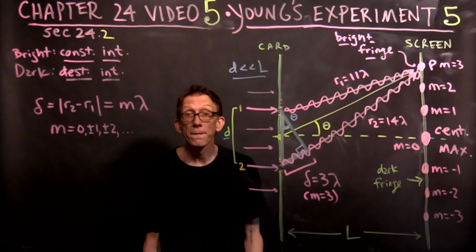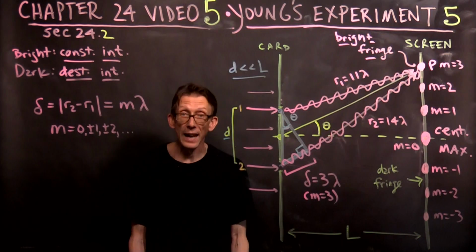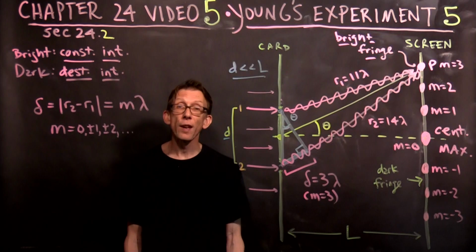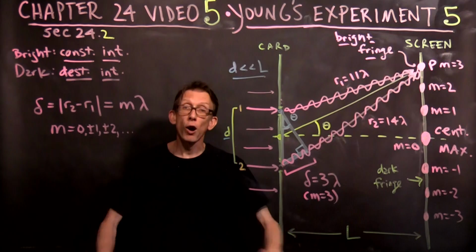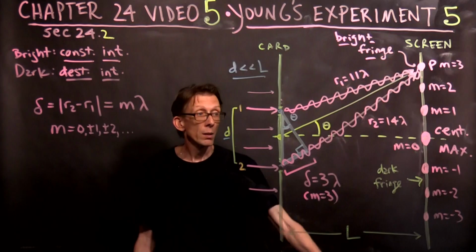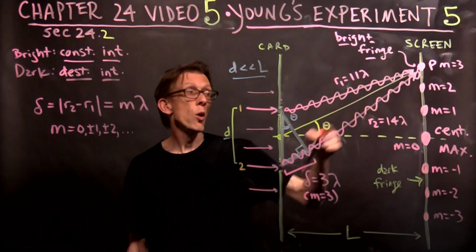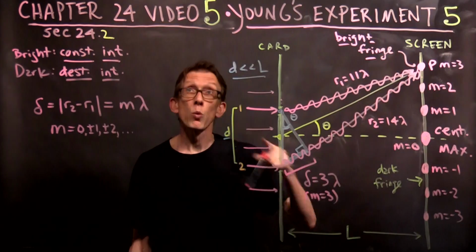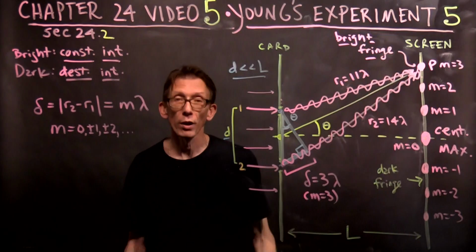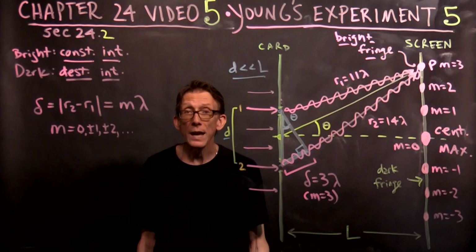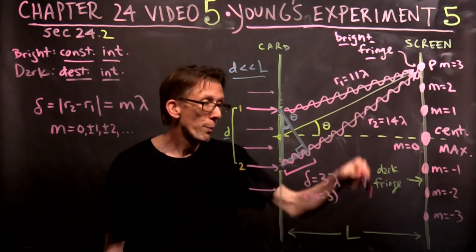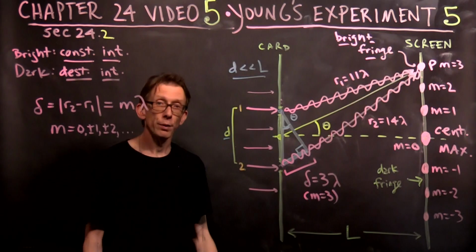M is not a variable. It is an index. All values of m are occurring all the time. All m does is tell you which maximum we're talking about, which bright fringe we're talking about.